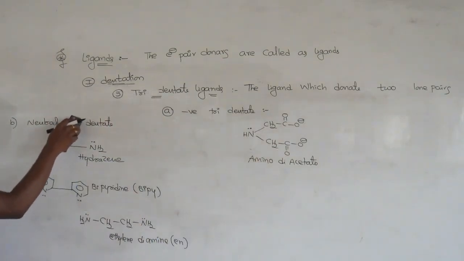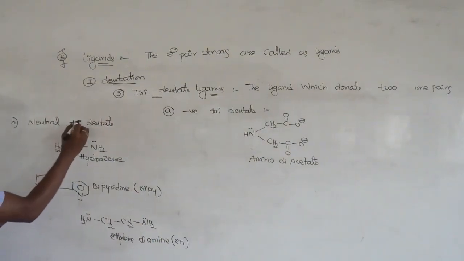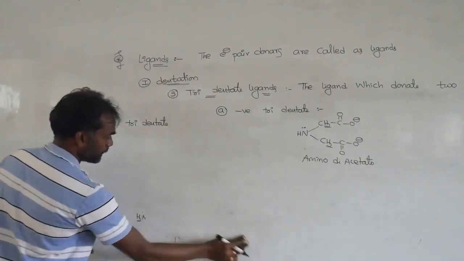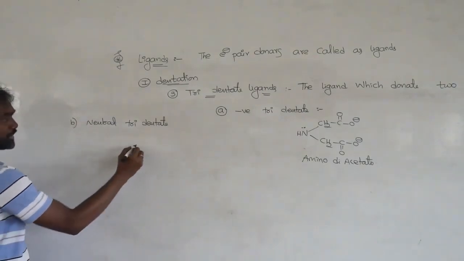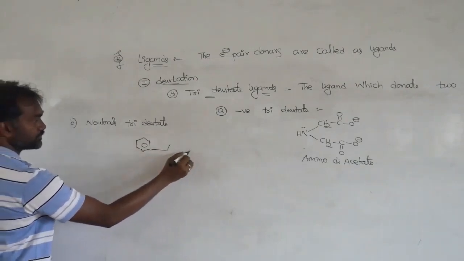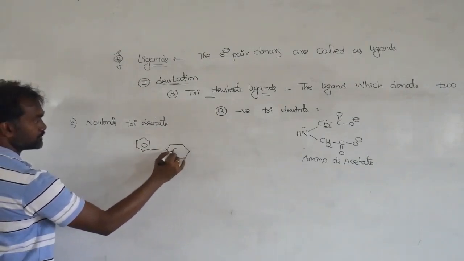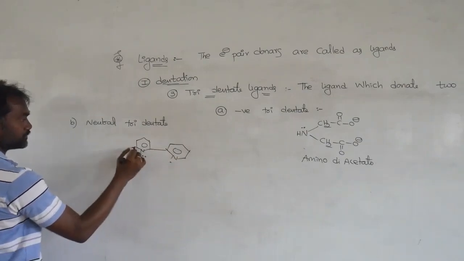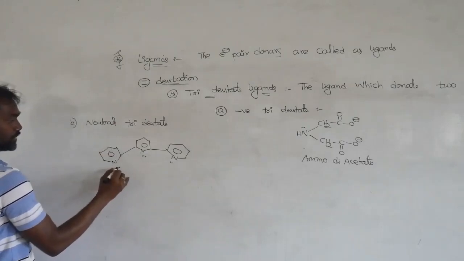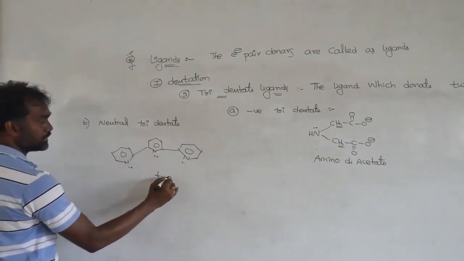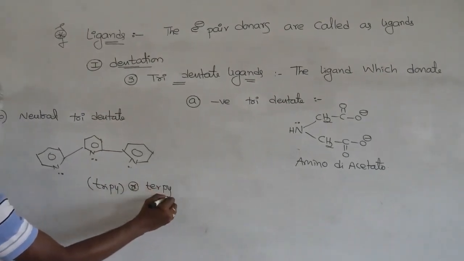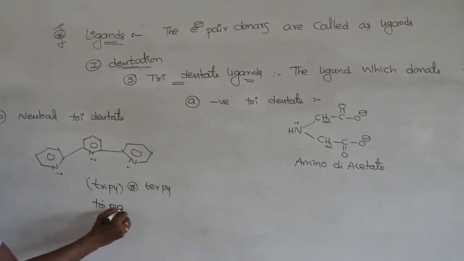Next, neutral tridentate. So previous 2 pyridines you are taken. Now you take 3 pyridines. So this is terpy, so otherwise terpy. So that means terpyridine.